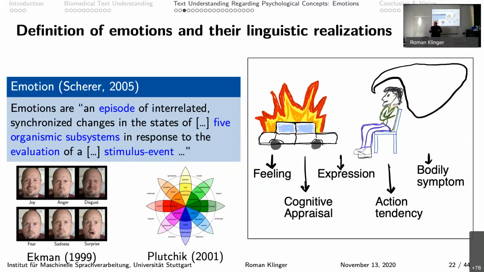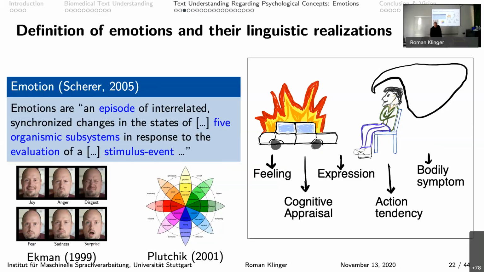Then there could be an expression. The person cries or shouts, or just the facial expression changes. There could be an action tendency, so the person could run away or try to deal with the fire. And there could be a bodily symptom. The person could start to sweat because he's or she's afraid. Now I'm hypothesizing that each of these different components could, in principle, lead to realizations in language. Each of these components could be used by an author of a novel or by somebody who's posting a social media post to communicate an emotion.